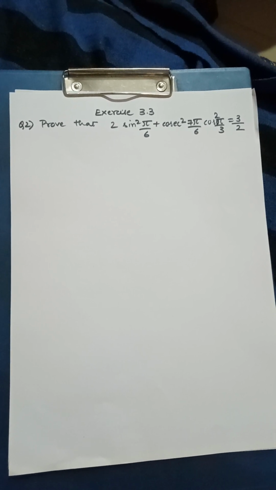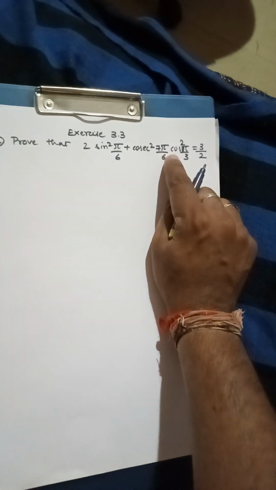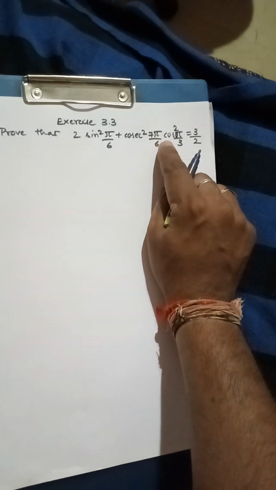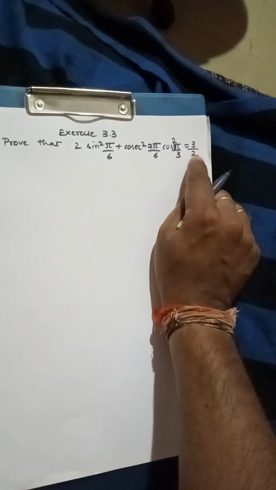Namaste everyone. In this video we shall solve a question related to trigonometric functions. This is a question present in exercise 3.3 of NCERT textbook of class 11. So this is question 2 from exercise 3.3. Let's prove this. So we need to prove 2 sine square pi by 6 plus cosecant square 7 pi by 6 into cos square pi by 3 is equal to 3 by 2. Here there is no sign, means it's multiplication. So we need to prove this is equal to this one.